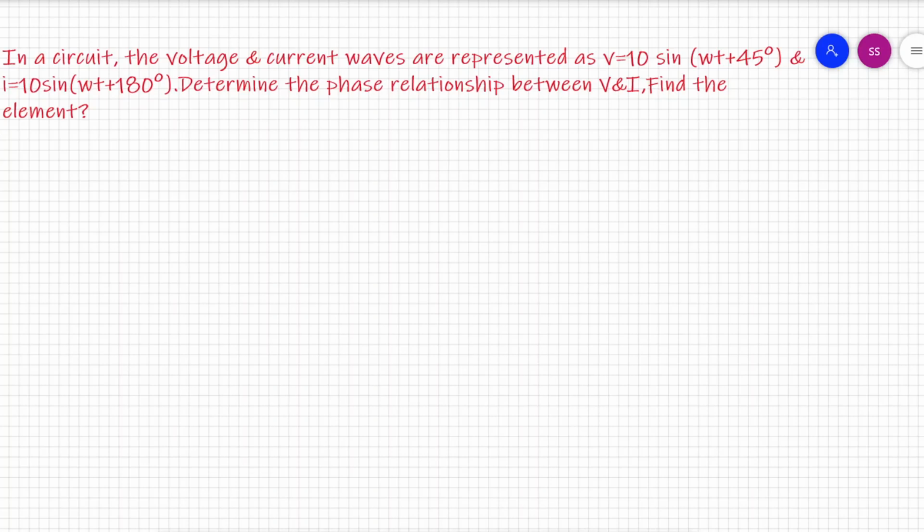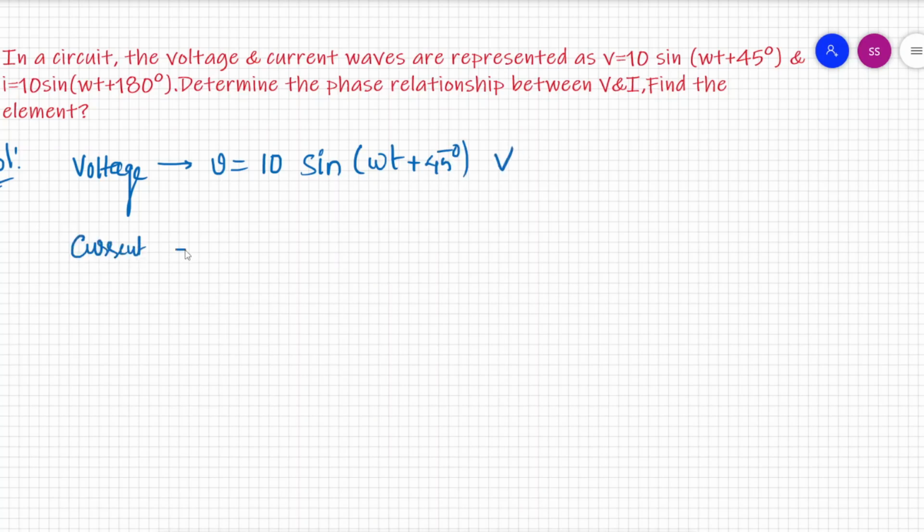Okay, so let us write down the given data. We are given two waveforms. Voltage waveform is V equal to 10 sin omega t plus 45 degrees volts, and current waveform is I equal to 10 sin omega t plus 180 degrees amperes. Now we need to find the phase relationship between voltage and current.